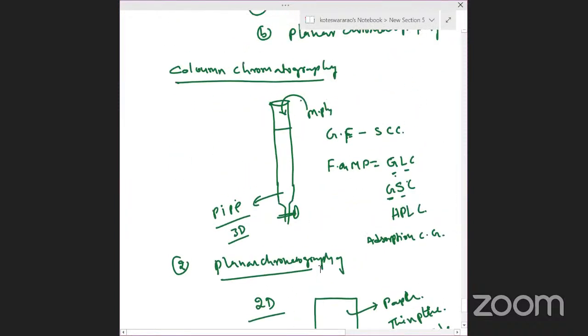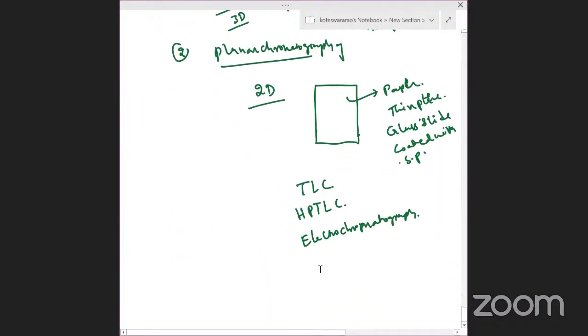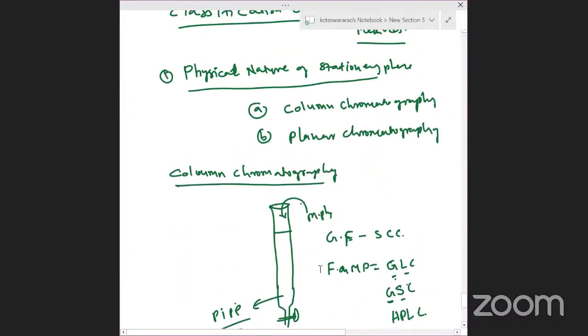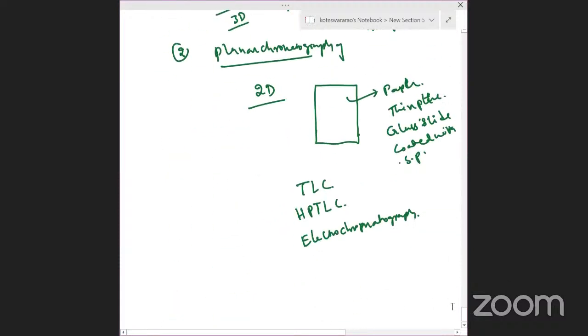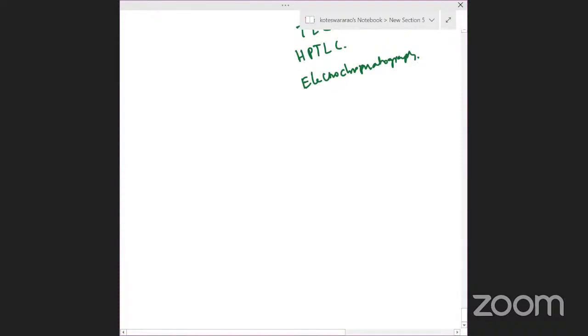These are the two types based on the classification by the physical nature of the stationary phase. We can classify chromatography in two ways: one is column chromatography, another one is planar chromatography.